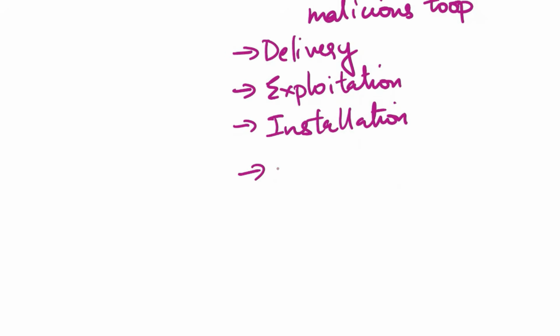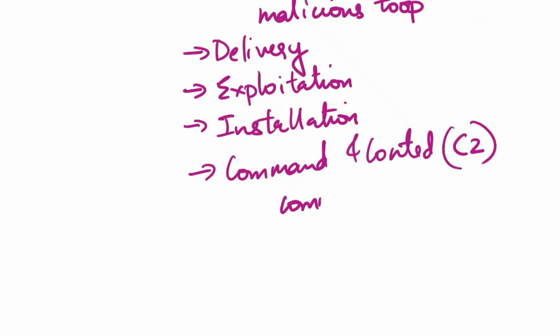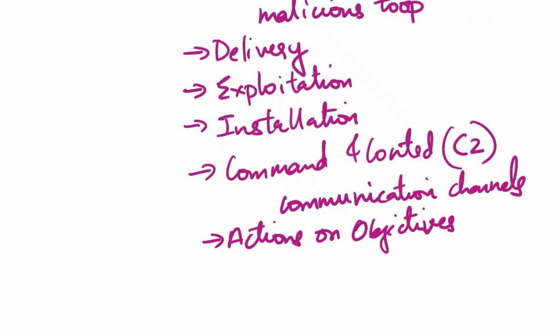Next step is command and control. The attacker establishes communication channels with the compromised system. These channels allow the attacker to remotely control the compromised system, send commands, and exfiltrate data. Next is actions on objectives. This is the final stage of the kill chain where the attacker achieves their ultimate goals, which can vary widely depending on the nature of the attack. Objectives may include data theft, data destruction, ransom demands, or other malicious activities.